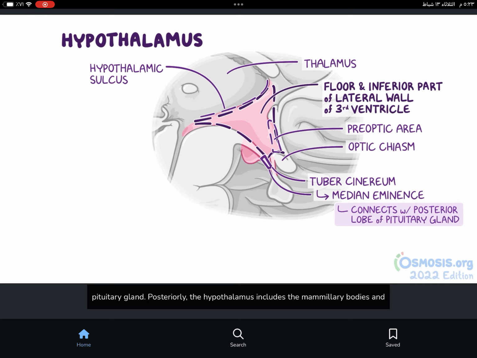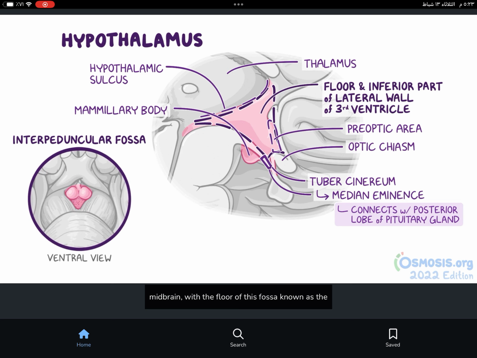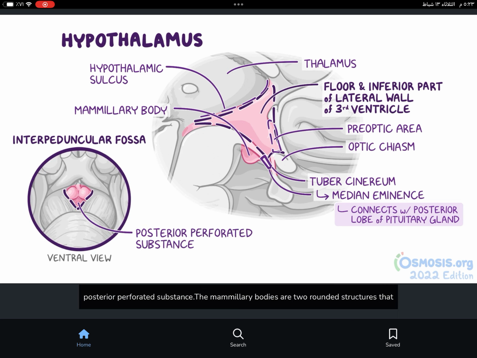Posteriorly, the hypothalamus includes the mammillary bodies and spreads to the border of the interpeduncular fossa of the midbrain, with the floor of this fossa known as the posterior perforated substance.